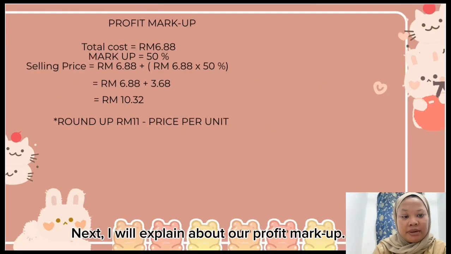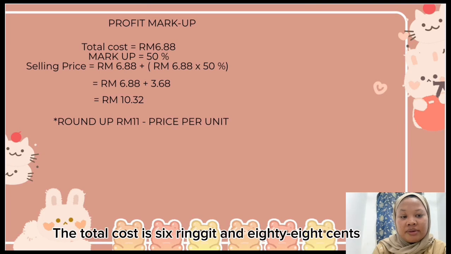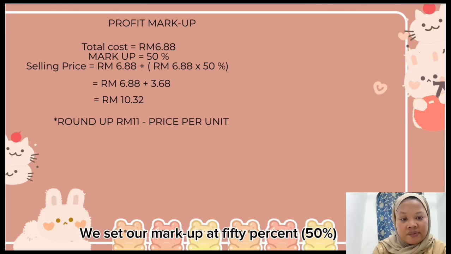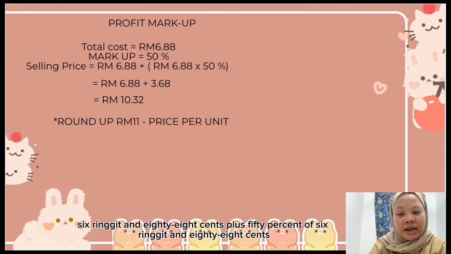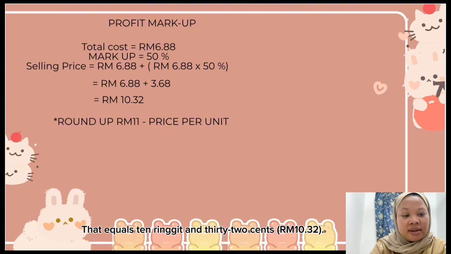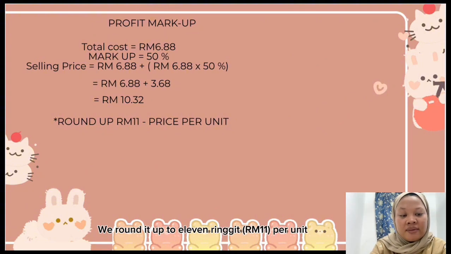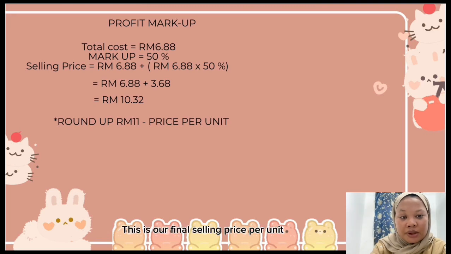Next, I will explain about our profit markup. The total cost is 6 ringgit and 88 cents. We set our markup at 50%, so the selling price is calculated as 6 ringgit and 88 cents plus 50% of 6 ringgit and 88 cents. This equals 10 ringgit and 32 cents. We round it up to 11 ringgit per unit. This is our final selling price per unit.